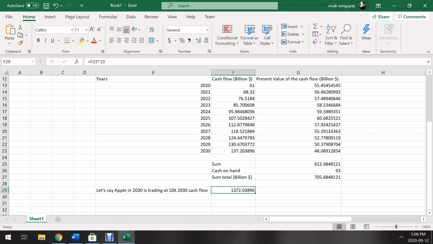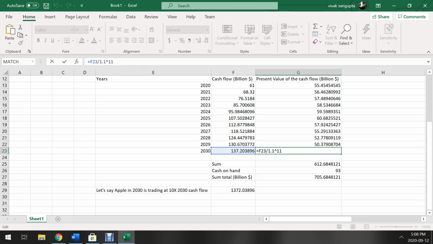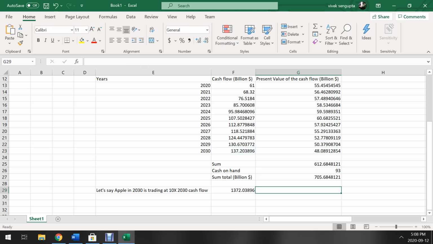And we have to discount that to the present value. So this number, as you see here, we used 11 here. So we'll use the same 11 here. We'll do this divided by 1.1 to the power 11, and the present value will be $480 billion.